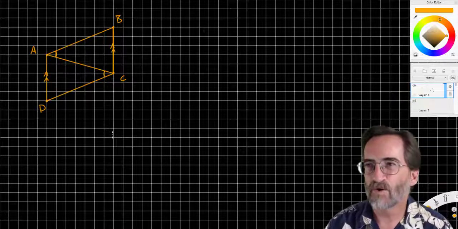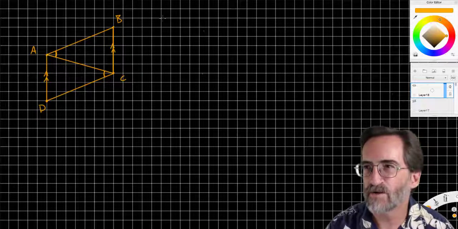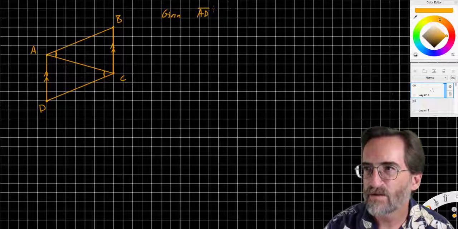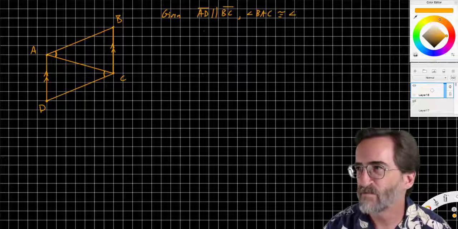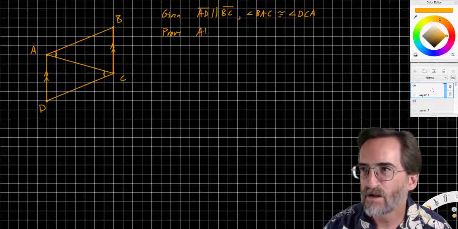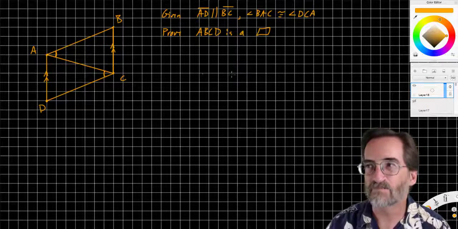So here's where we're going to go with the proof here. So we're trying to prove this is a parallelogram. So we're given, and I'm just going to say given, and I'm going to state the facts that segment AD is parallel to segment BC, and we're given that angle BAC is congruent to angle DCA. And what do we want to prove? We want to prove that ABCD is a parallelogram, and that's the symbol for parallelogram.